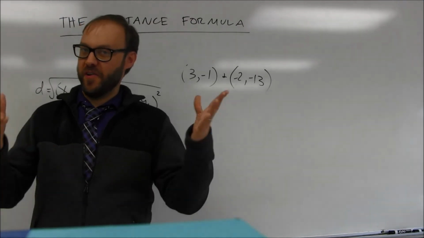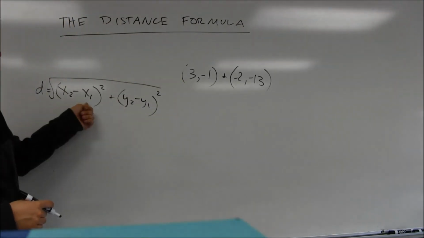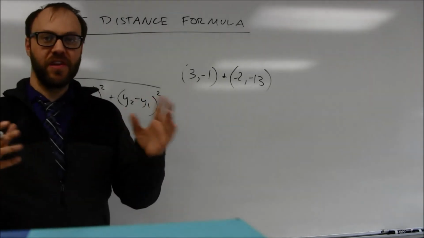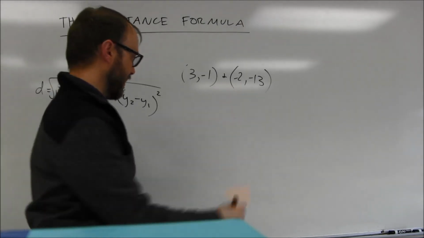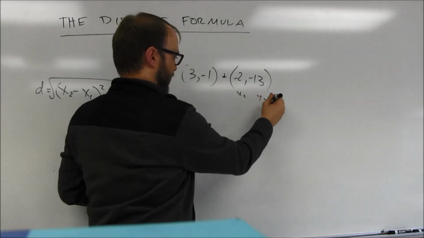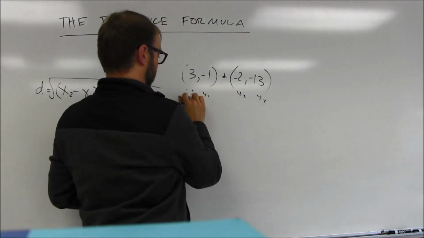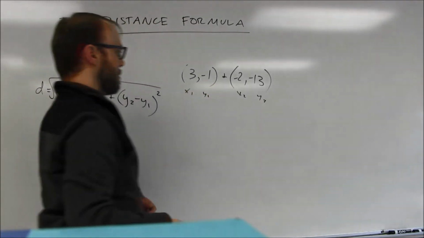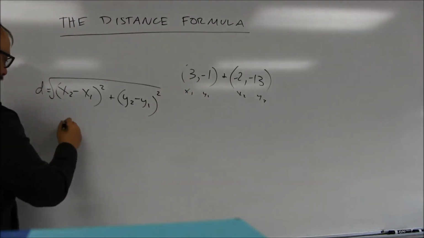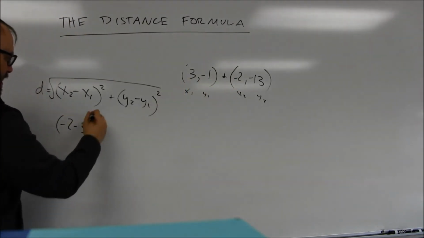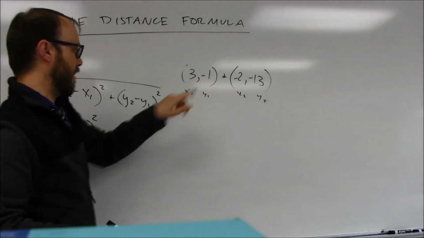Okay, you started the video up again. Let's check the answer here. The formula says subtract your two x coordinates. Again, the order doesn't matter. You just want to stay consistent. So I'm going to make this my second point. There's my x2 and my y2. I'm going to make the other point my first point. There's my x1 and my y1. So the formula says take x2 minus x1. That's going to be -2 minus 3. Square it plus y2 minus y1.